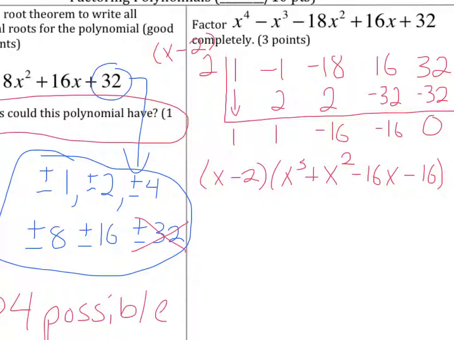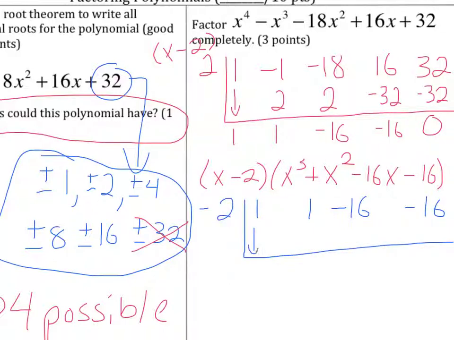Okay? I guessed 2. That seemed to work. Maybe I'll guess negative 2. And I'm going to take what is left over instead of starting over again. So 1, 1, negative 16, negative 16. I did 2 last time. This time I'll do negative 2. Wait, do you have to do negative 2? You do not have to do negative 2. You can do any of the other ones that you'd like. Okay. I just chose to do negative 2.